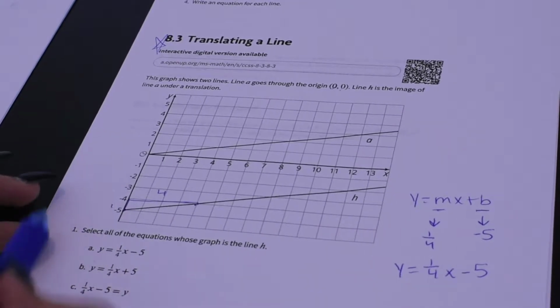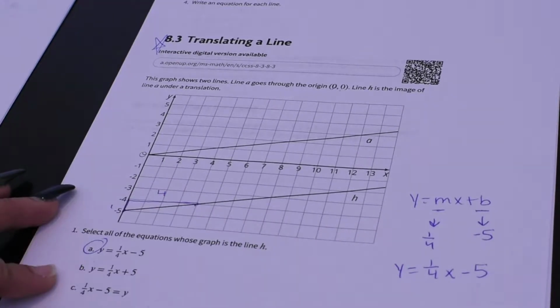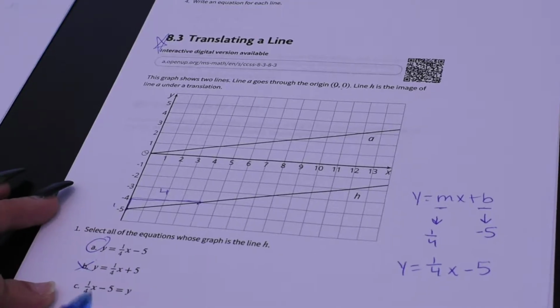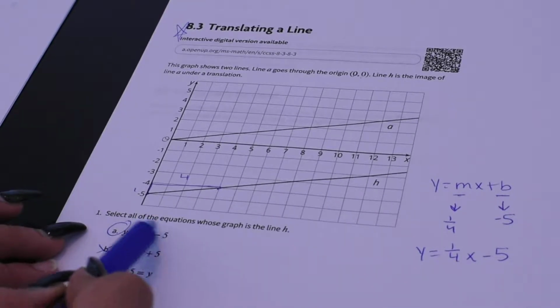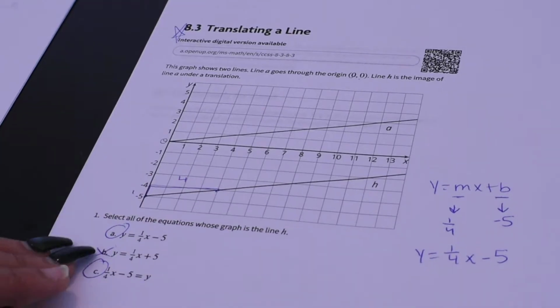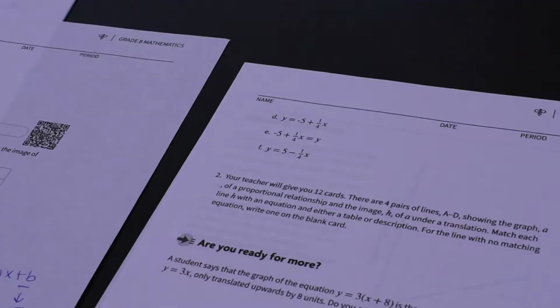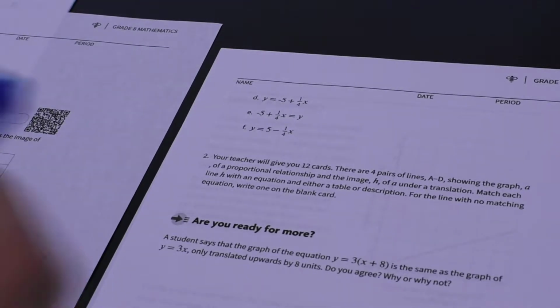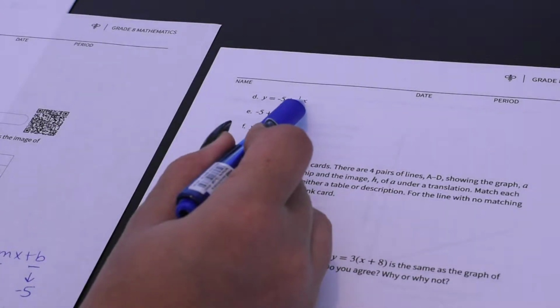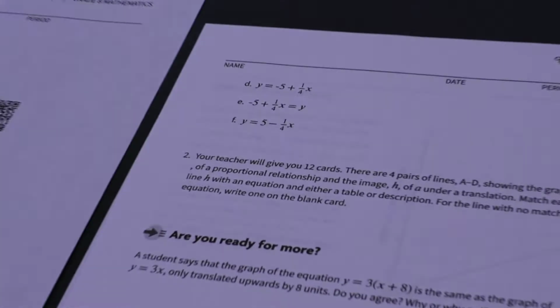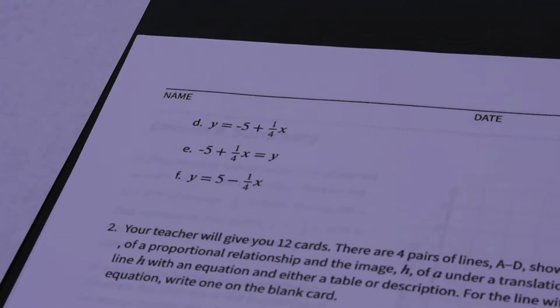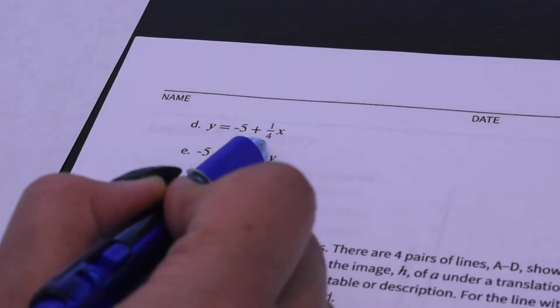Let's see which ones represent that. Does A? Yep. Does B? Nope. Does C? See, looks different, but it does, right? It's still y equals 1/4 x minus 5. They just flipped this with this, right? So C does. Let's see if D does. D says -5 plus 1/4 x. Whatever's in front of the x is always going to be the slope. Let me zoom in. Whatever is in front of the x is always going to be the slope.